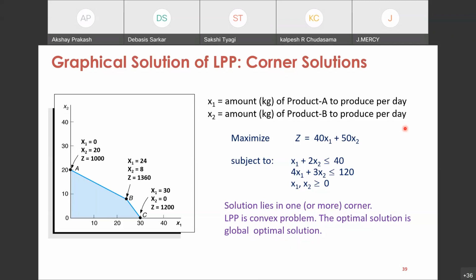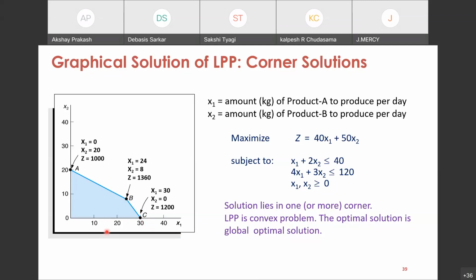Note that if the objective function line coincides with one of these sides, then each point on that side represents a solution. So that represents solutions on the same line.